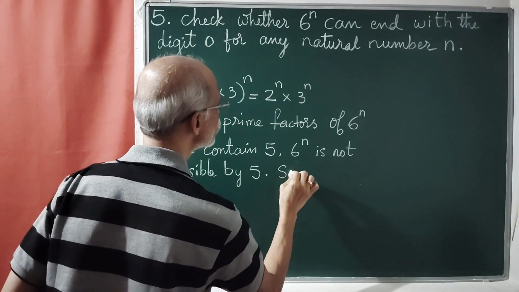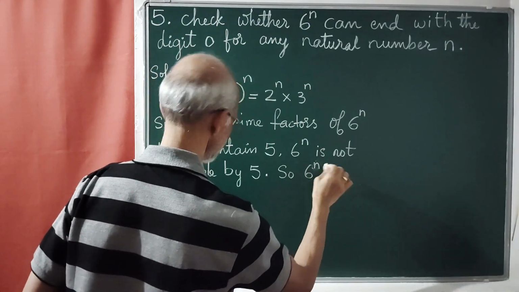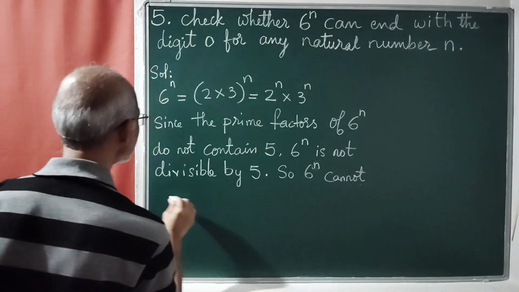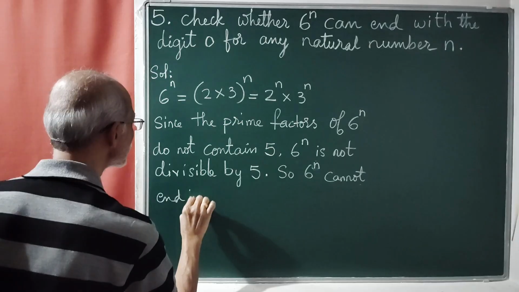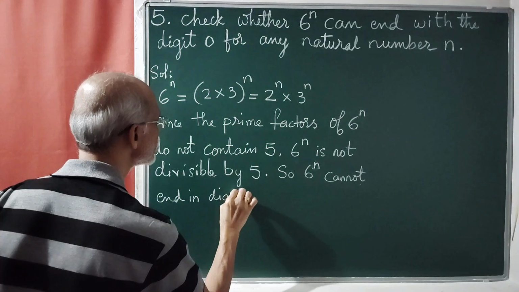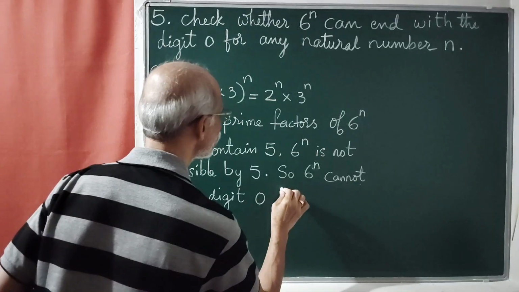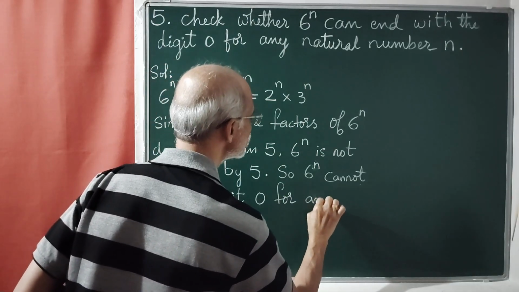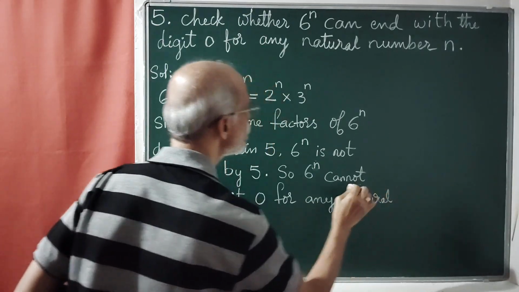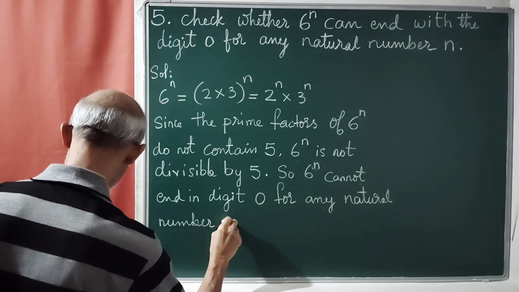So 6 raised to n cannot end in digit 0 for any natural number n.